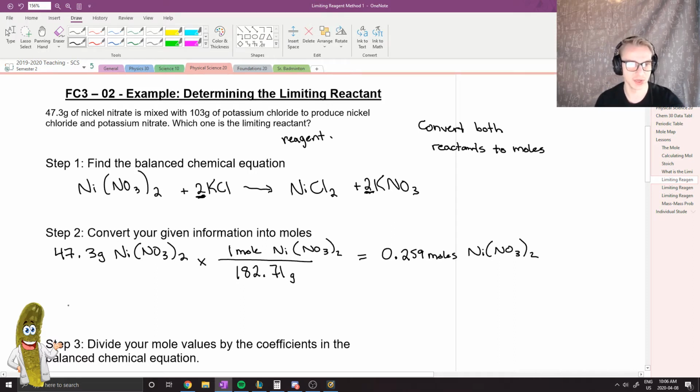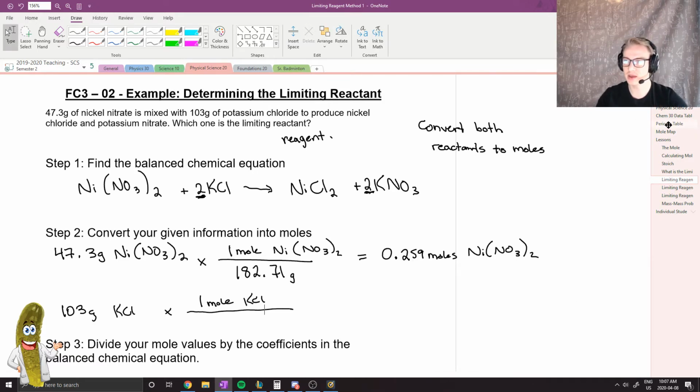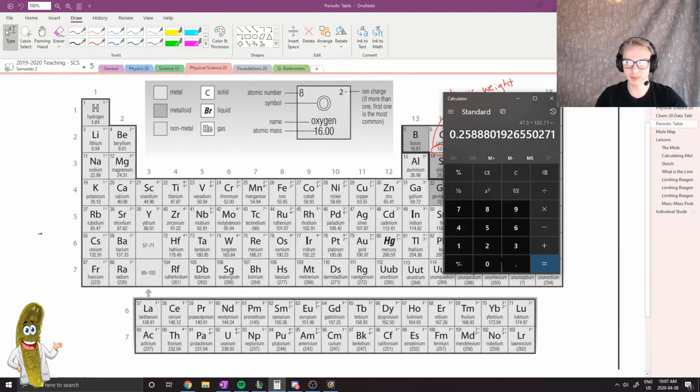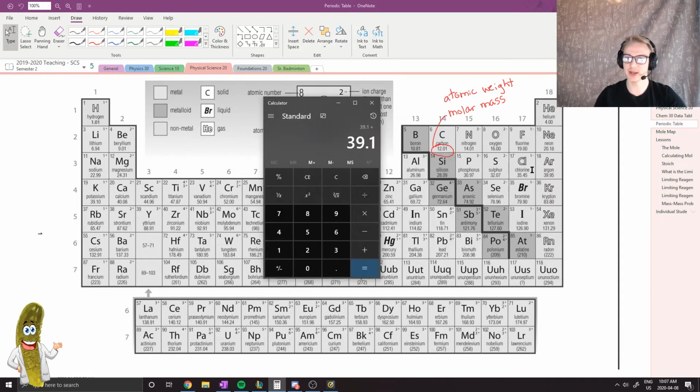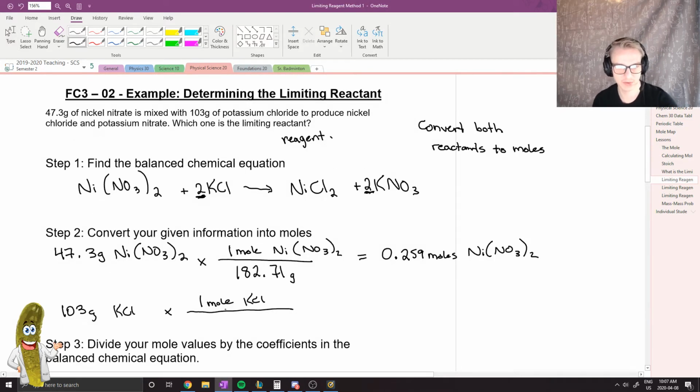Okay, and then the other thing that we need to do, so that was for just one of our reactants. The other thing we need to do is look at our 103 grams of potassium chloride, KCl. Again, I'm going to do time sign line, and eventually I want to convert this into moles of KCl. Potassium has a mass of 39.10. And chlorine, which is over on the right, in column 17, has a mass of 35.45. So the total atomic mass would be 74.55 grams.